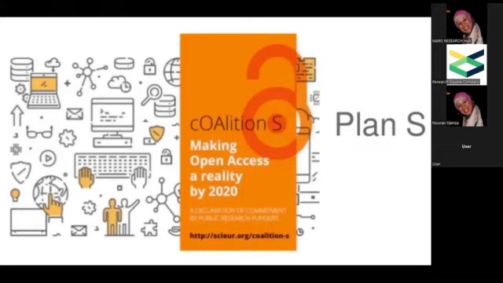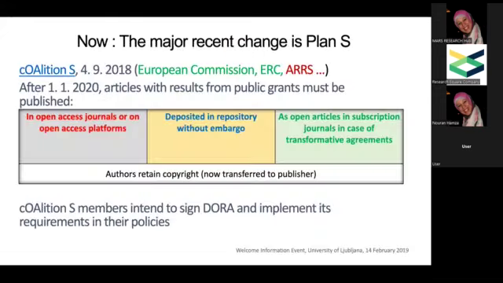Did it work out? Well, it didn't work out all that great. We're still stuck in a kind of limbo situation between these two major models for publishing. And I just put in this slide to give you a little bit more information about Plan S and what it means. You should be publishing in open access journals or on open access platforms. You should be depositing your research in repositories without embargoes. And if you're going to publish an article in a subscription journal, then that journal's got to be also offering an open access option.